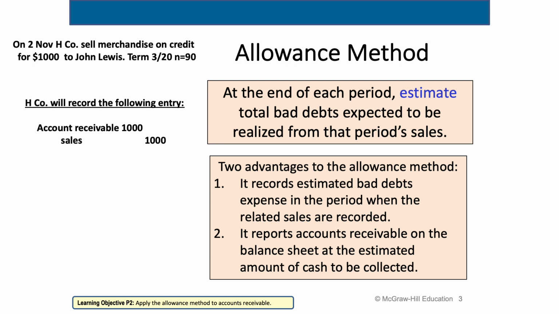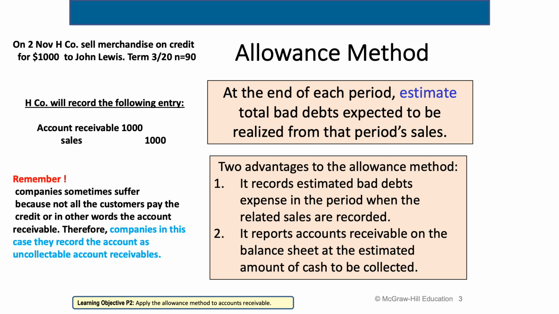Now, how will Each Company record the following entry for the sale of merchandise? Each Company will record account receivable of 1,000 and sales of 1,000. Now, why account receivable? Because they did not receive the money from the customer yet, and because the company made credit sales.